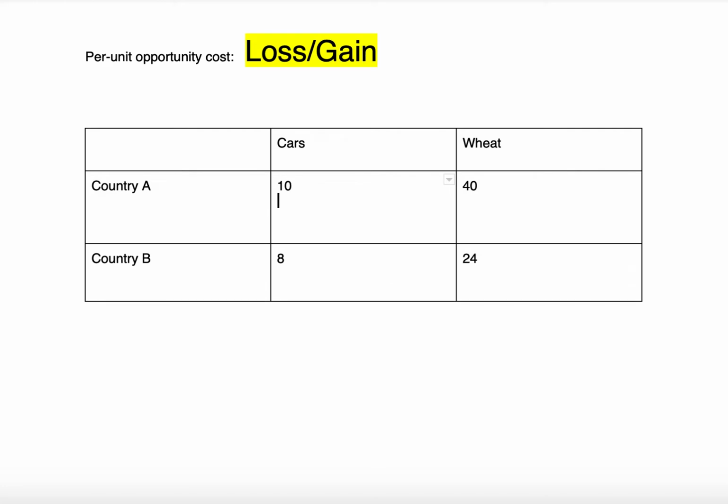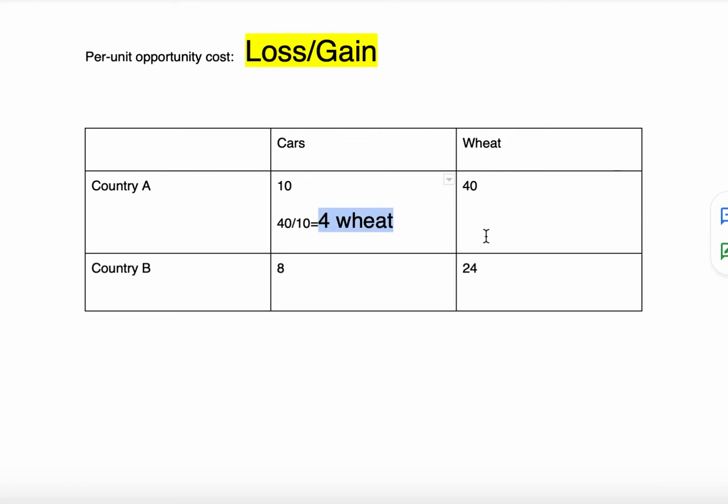For country A, in the production of cars, if country A produces all 10 of their cars, what will be their loss? Well, it's the 40 wheat that they could have produced. So 40, the loss is going to go up on the top. And what will be the gain? Well, it's the 10 cars that they did produce. So it's as simple as 40 over 10 equals 4 wheat. What this means in context is that each time country A produced a car, they gave up 4 wheat.